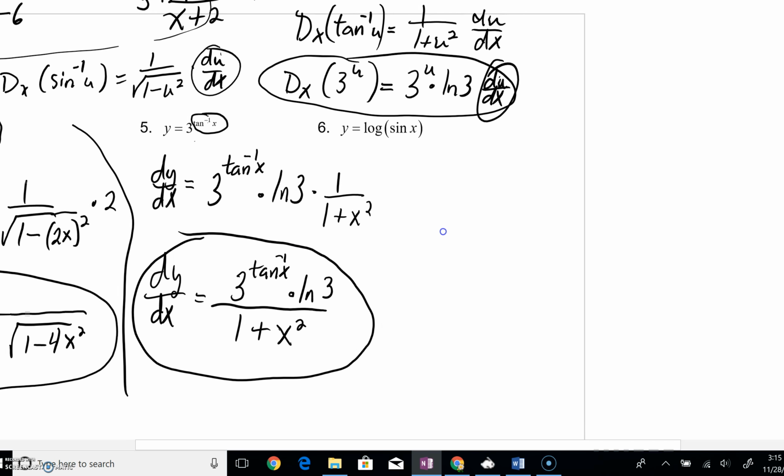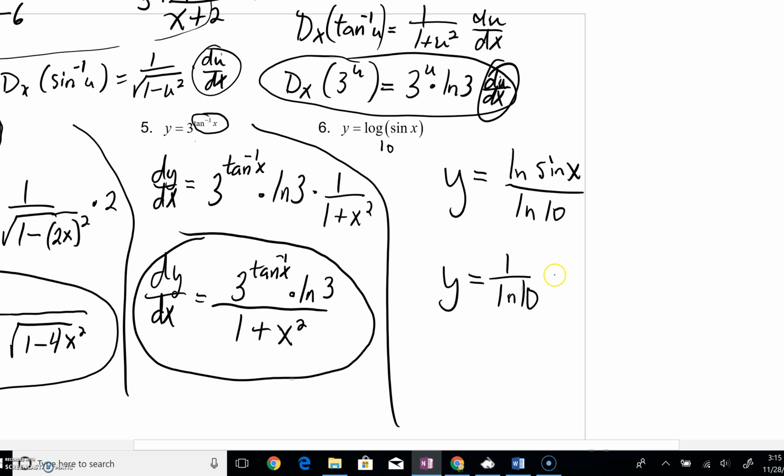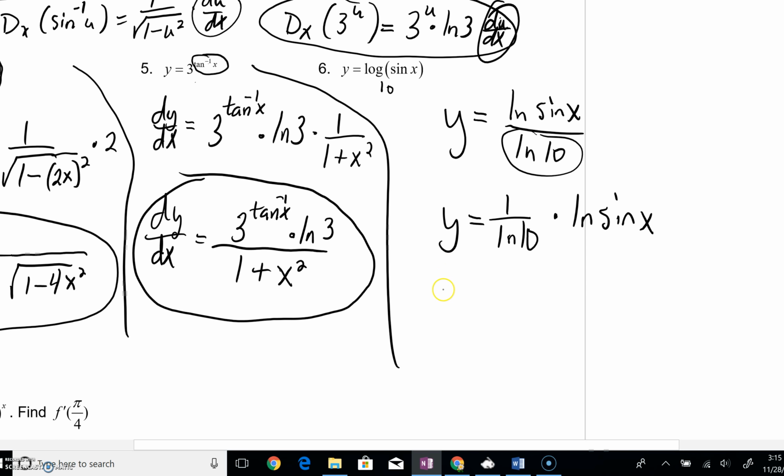Taking a look at number 6, we're going to need our change of base formula. This is log base 10. So this is really the natural log of the sine of x all over the natural log of 10. We need to do this because we need to get natural log into the picture to be able to take our derivative. That natural log of 10 is a constant, so I'll take that 1 over natural log of 10, bring it out in front.